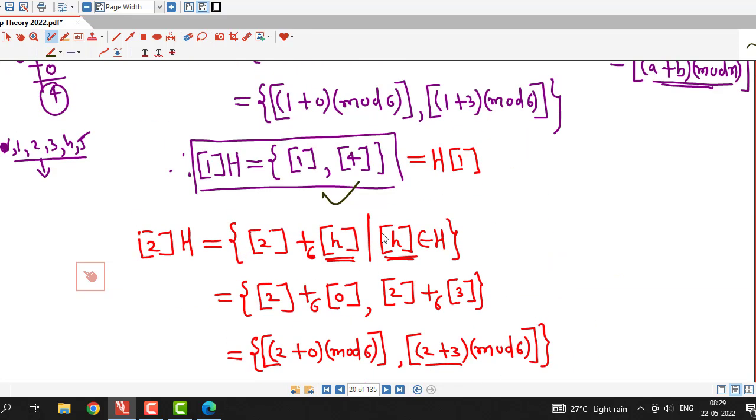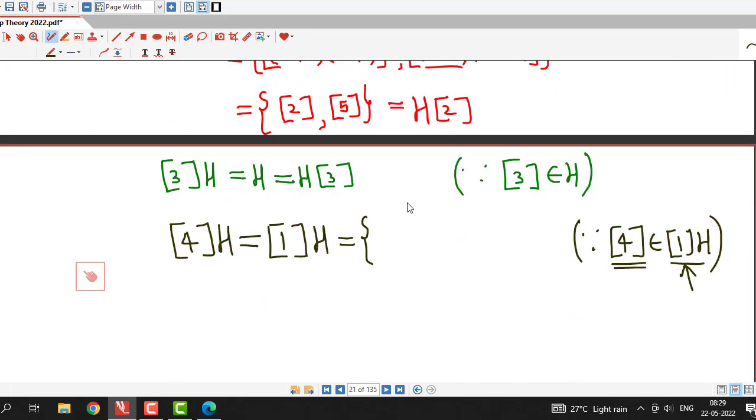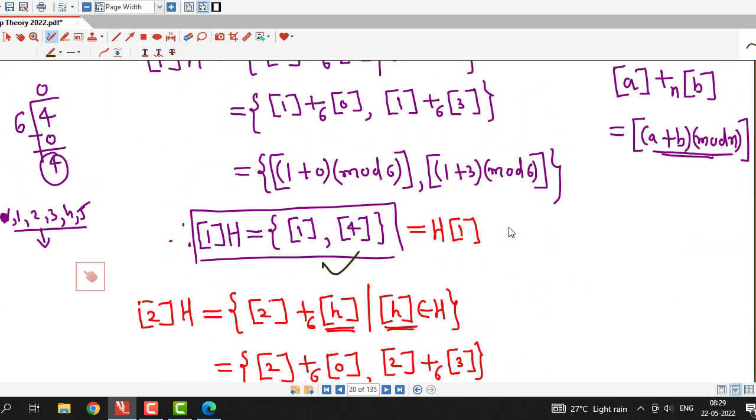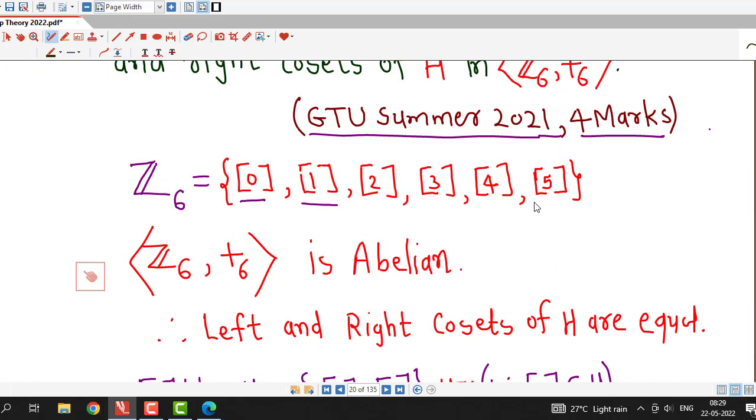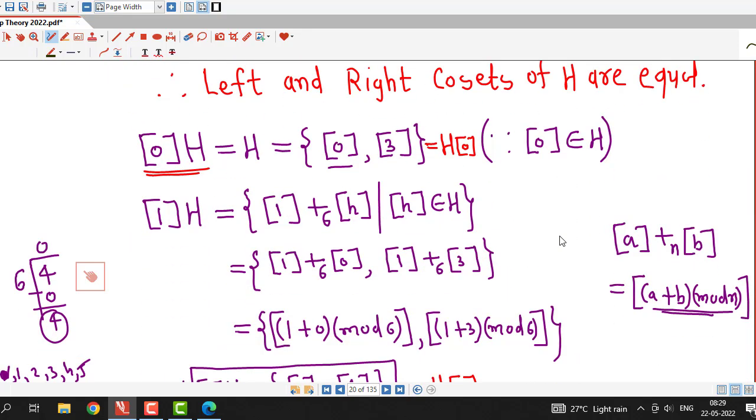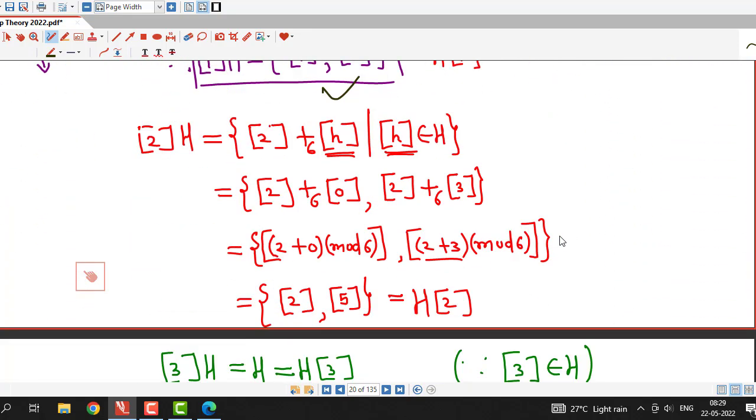The elements of this left coset corresponding to 1 are 1 and 4. So this is 1, 4, and because our group is abelian, this is the right coset corresponding to equivalence class 4. And the last element is 5, and this is present in this left coset corresponding to equivalence class 2.